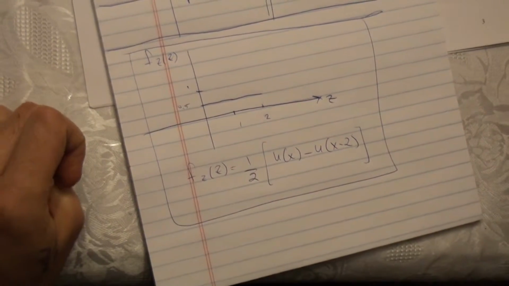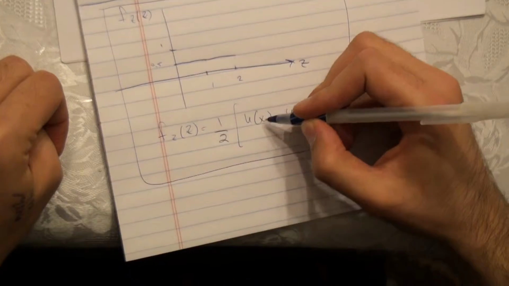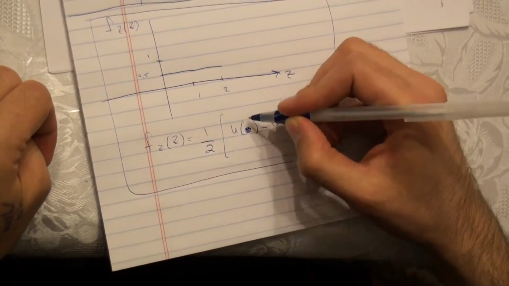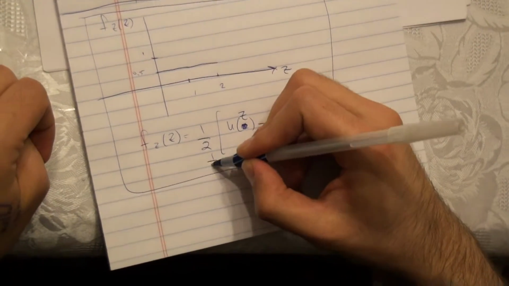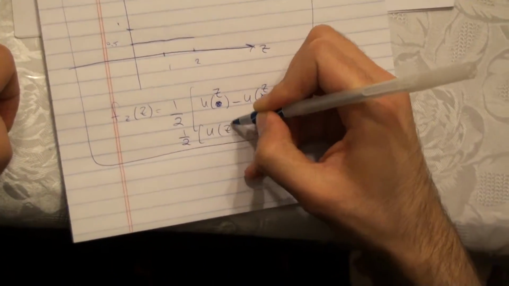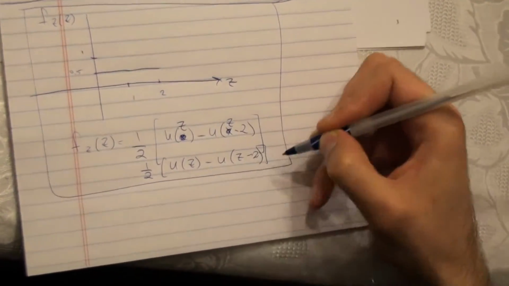I made a slight error at the end of my video. This shouldn't be x, this should be z, and the same thing here, this should be z. So what we get is 1/2 u of z minus u of z minus 2. I didn't mean x, I meant to put z.